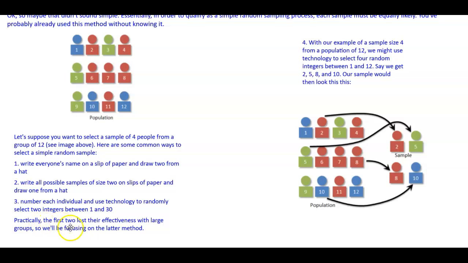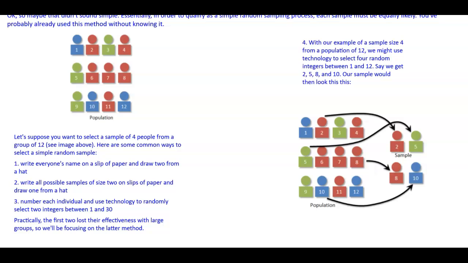Now, practically the first two lose their effectiveness with large groups, so we're going to be focusing on the latter method. So let's take a look here. With our example of a sample size of 4 from a population of 12, we might use technology to select 4 random integers between 1 and 12. Say we would get 2, 5, 8, and 10, our sample would then look like this. So if we use technology and it gives us 2, 5, 8, and 10, this would be representative of a simple random sample.